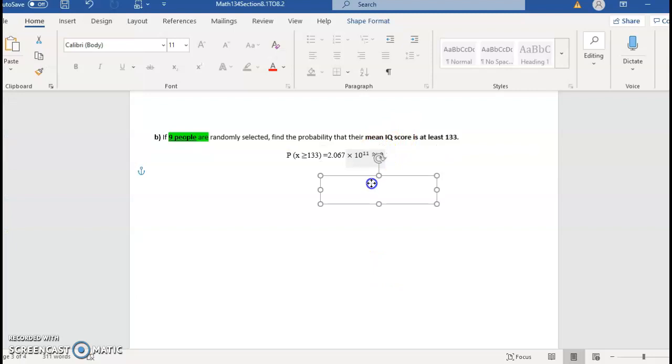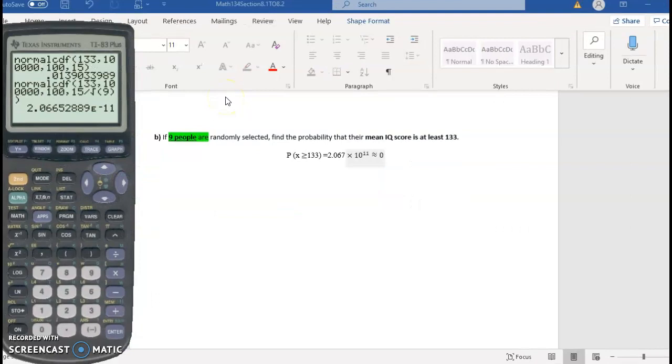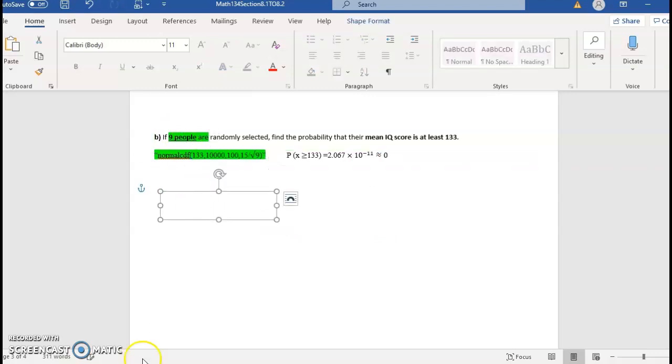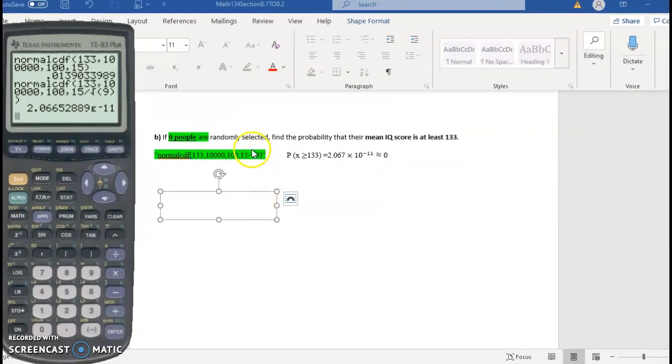In this case, I'm rounding to 3 decimal places, but the probability ends up being really small. It's 2.067 times 10 to the negative 11, which represents a value very close to 0. Here's the code for this one, since the only adjustment we're making is dividing the standard deviation by the square root of n. Okay, take a look and see if you're matching.